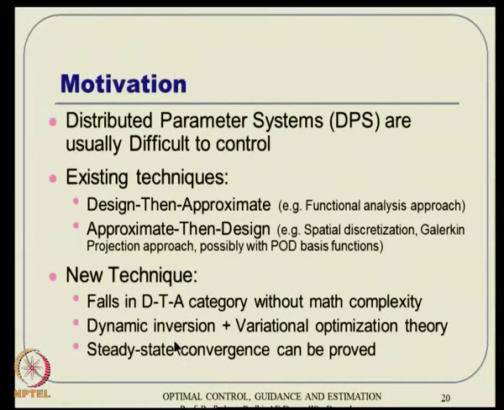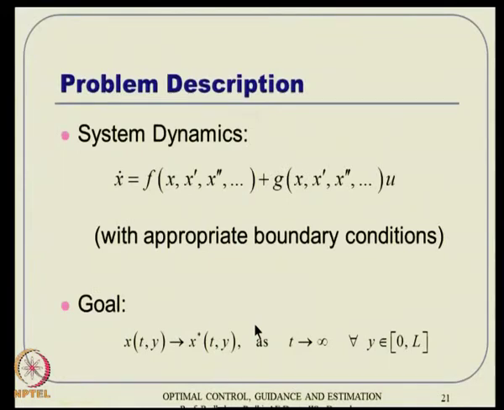The whole idea here is to use something like dynamic inversion. Again, for details about dynamic inversion, if somebody is interested, you can see the lectures in my other course in the NPTEL program. Then here we bring in some variational optimization theory, which is what is used in optimal control. So we put it together to propose a new technique. And then we can also claim that steady state convergence can be proved, as long as we have this continuous actuator. Alright, let us get started.